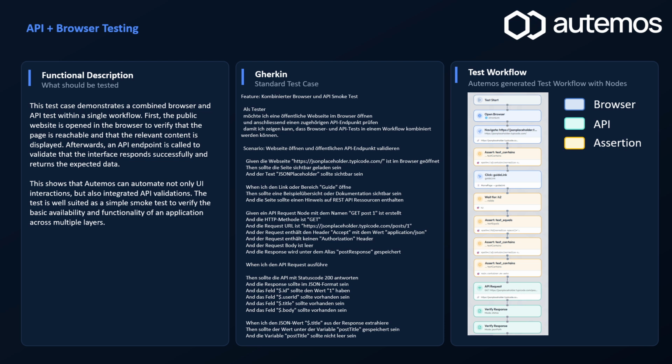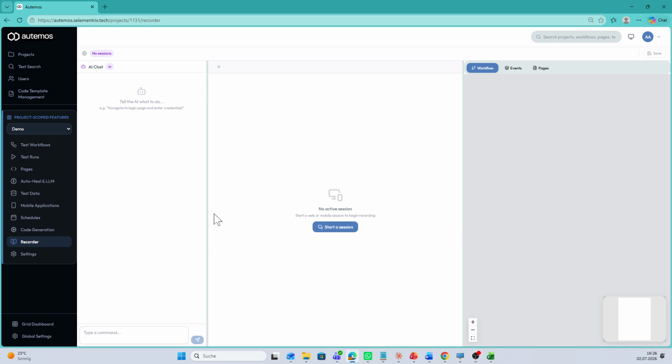response body has all of this information and if it is correct. So let me quickly show you how that works in Autemos. In Autemos you have the recorder, and in the recorder you normally create your test cases. This can be browser test cases, mobile test cases, but also API test cases or a combination of all of them.